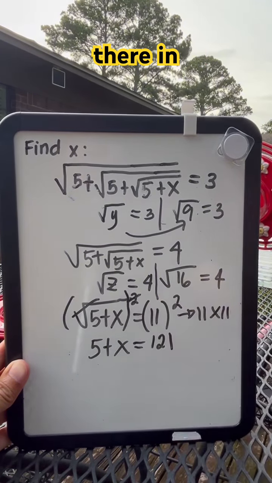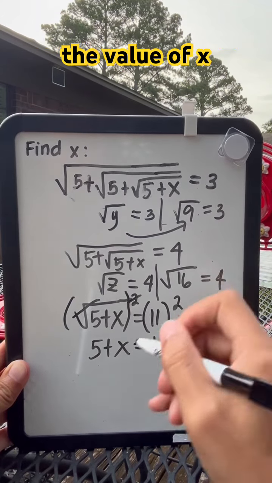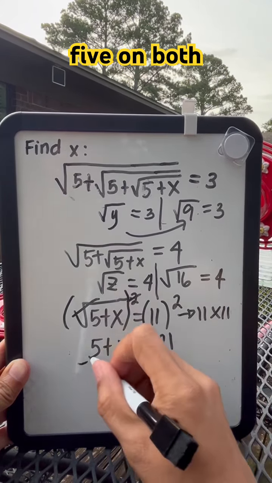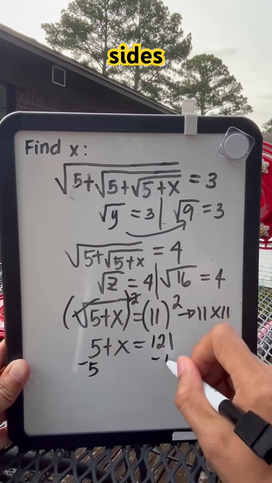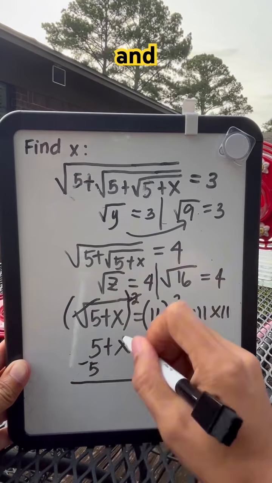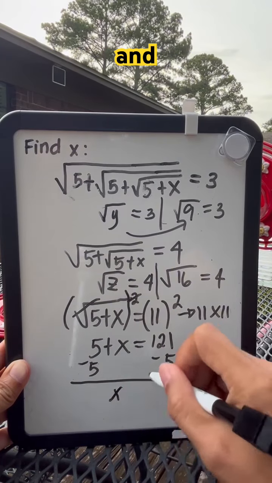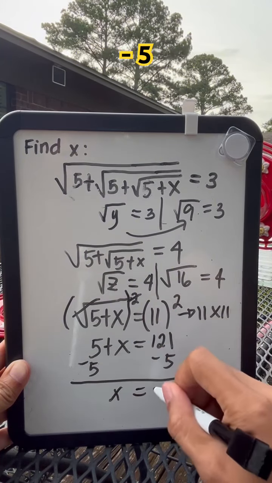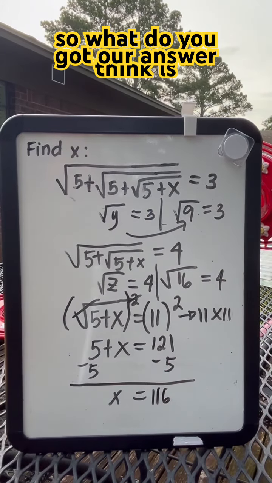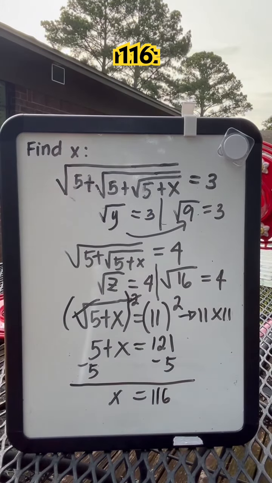Okay, we're almost there in finding the value of x. To find the value of x, we just have to isolate x by subtracting 5 on both sides. So 5 minus 5 is 0, and then we can bring down x here, and then we have 121 minus 5 is 116. So we got our answer. x is equal to 116.